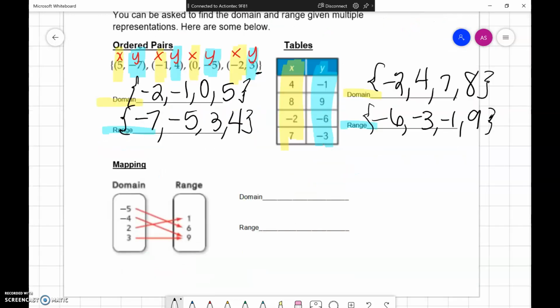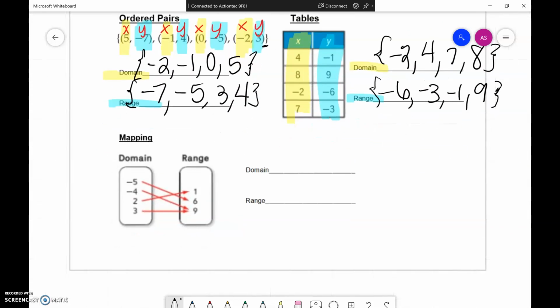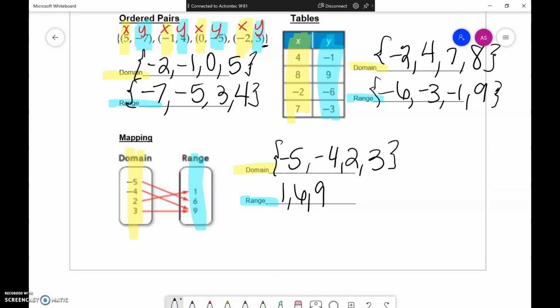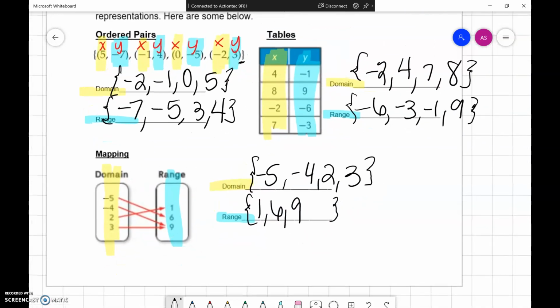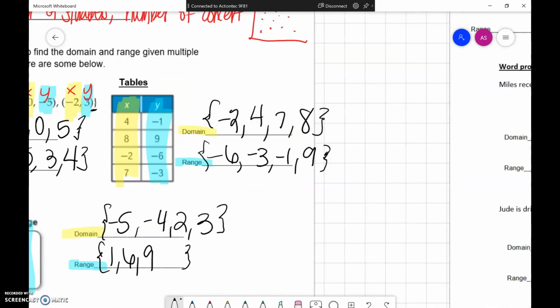All right, so for my mapping representation is the same exact concept. So my domain is here, -5, -4, 2, and 3. And my range is here, 1, 6, 9. All right, so these are the ones that you may find pretty easy because you're just looking at the table and the numbers are already there.